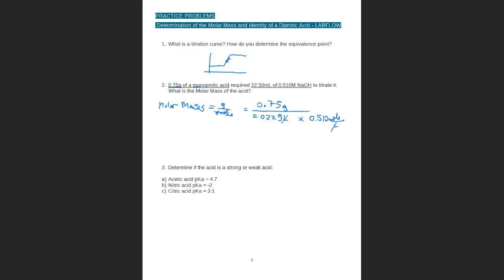This cancels with this, and we are going to obtain a number. I think I got 65 if you do this calculation. Any question with this kind of problems?